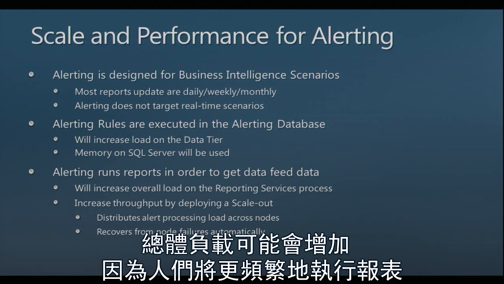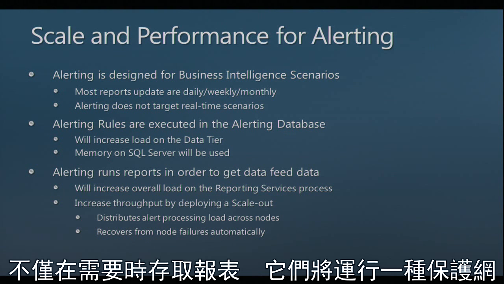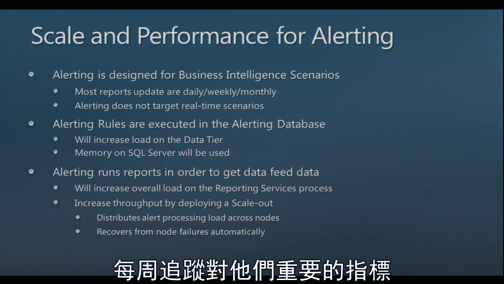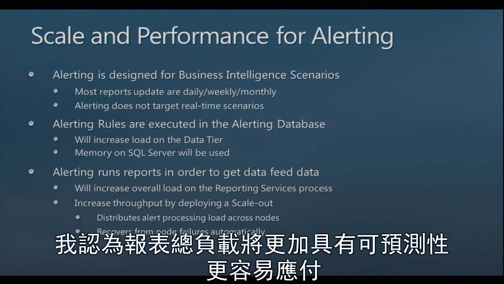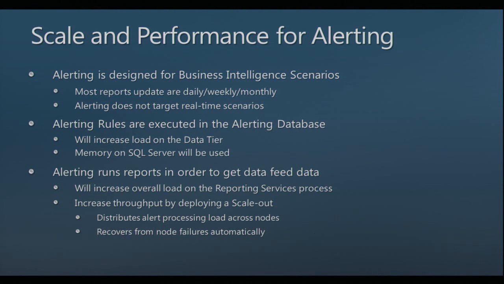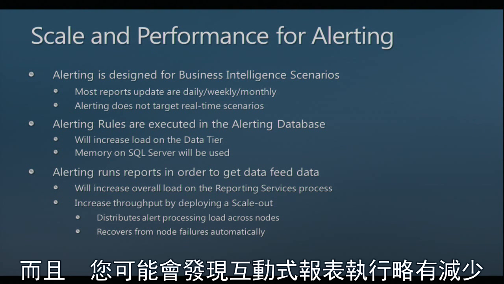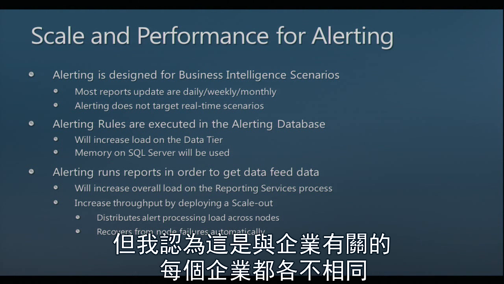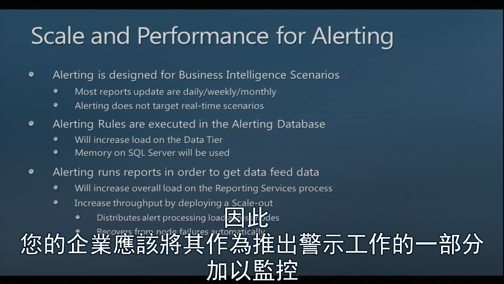Now, the overall load may increase because people are running things much more consistently, rather than accessing a report only when they absolutely have to. People will have a sort of safety net running every week to keep track of the metrics that are important to them. So I think you'll see more predictable reporting load overall, a little bit less spiky, and you might see a little bit of decrease in interactive report executions. But I think this will be very much specific to each organization, and so you should monitor this as part of rolling out alerts within your organization.